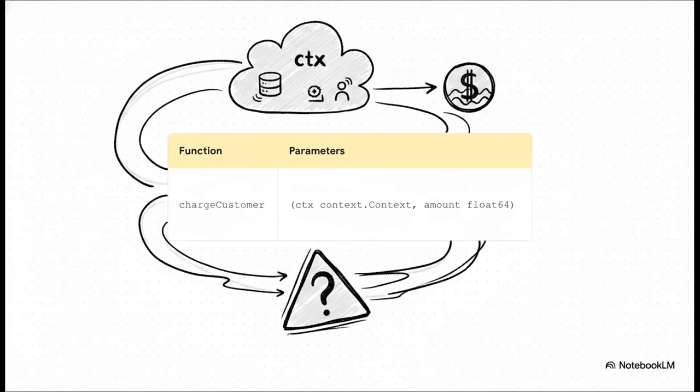And voila, this is what he ends up with. Just look at that. ChargeCustomer now looks like it only needs a context and an amount. It's so tidy, so simple. All those other messy dependencies, the database, the logger, the user ID, they're all just tucked away, hidden inside that ctx variable. But, and this is a big but, as we're about to find out, what's hidden can be incredibly dangerous.